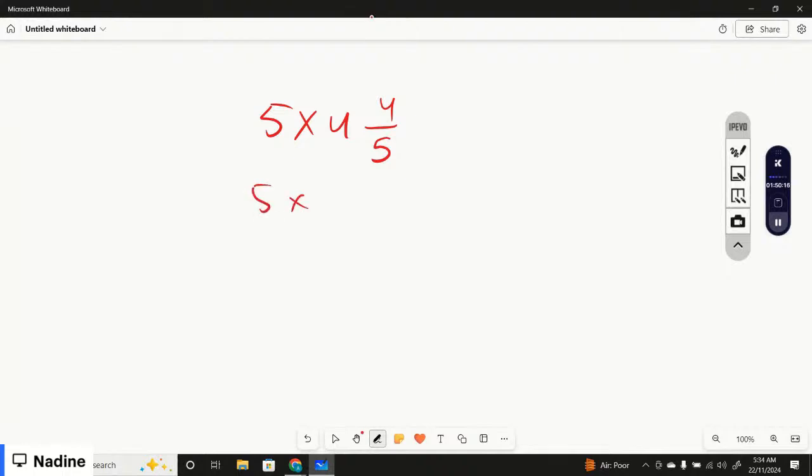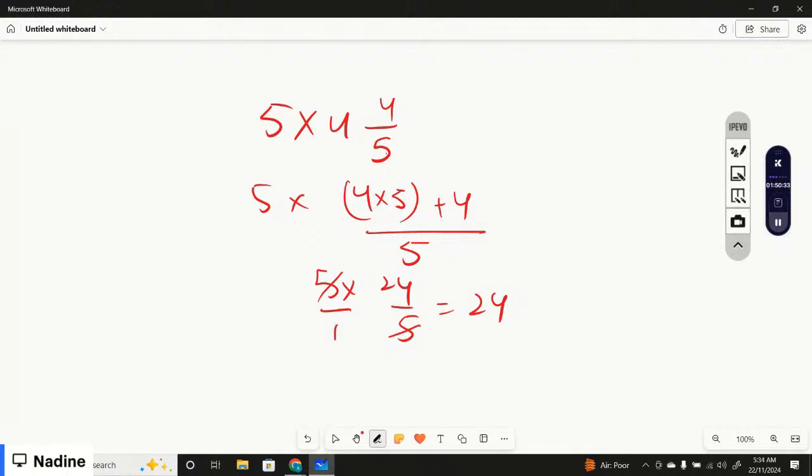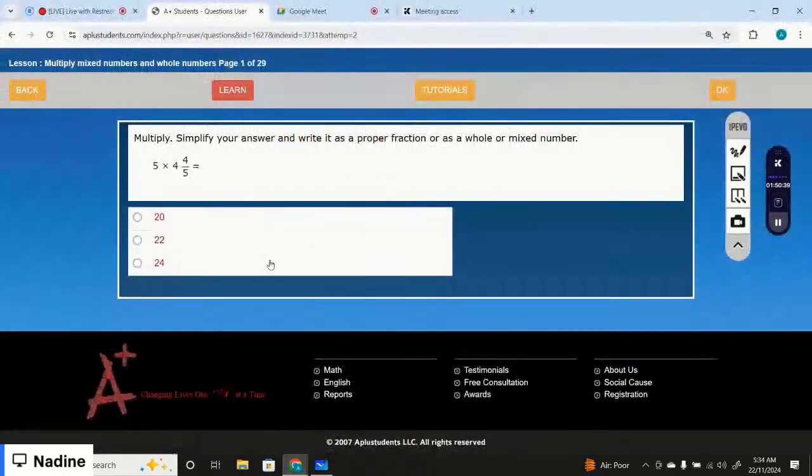You have to do whole number times denominator, add the numerator. That is 5 times 4 is 20 and 4, 24 over 5. So 5 and 5 cancel out. You are left with 24. So the correct option is 24. Option number 3 is the correct option.